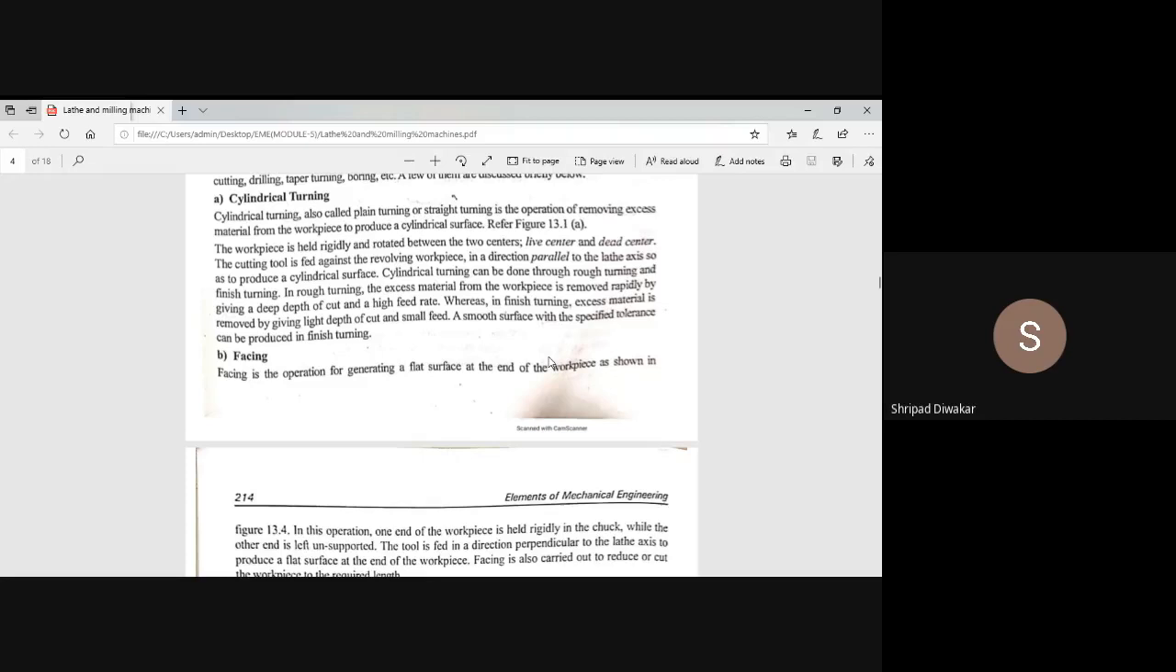Once again, it depends upon the method of turning. First one is by swiveling the compound rest, means using the formula alpha equals tan inverse of (D minus d) divided by 2L_T. So by calculating, the tool moves at that angle. And once again, using the tailstock offset method, where the shifting of the tailstock takes place, so that according to that the tool moves. So the tool moves at a particular angle in case of taper turning.